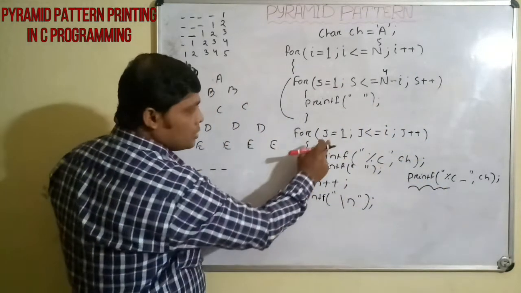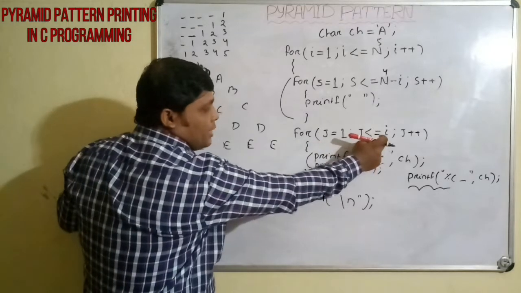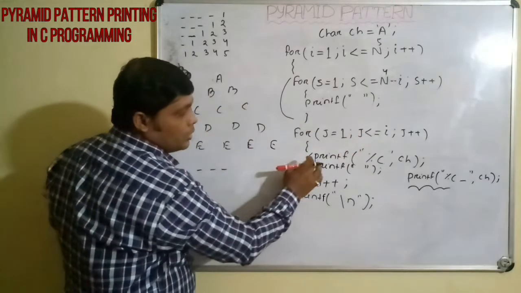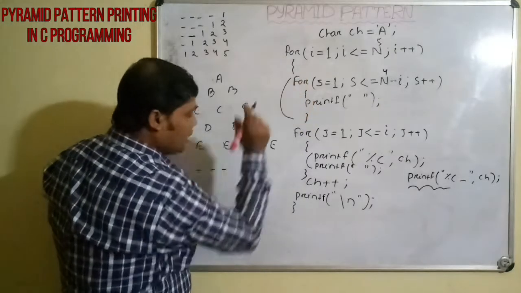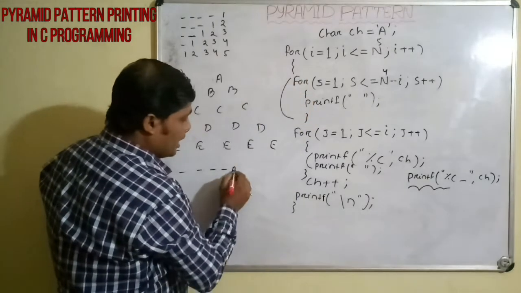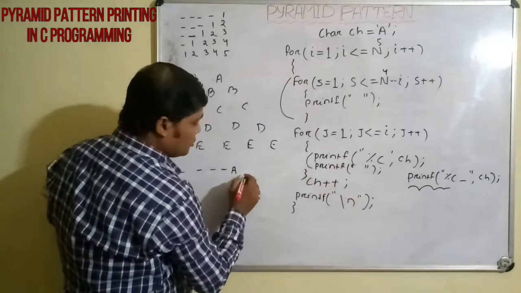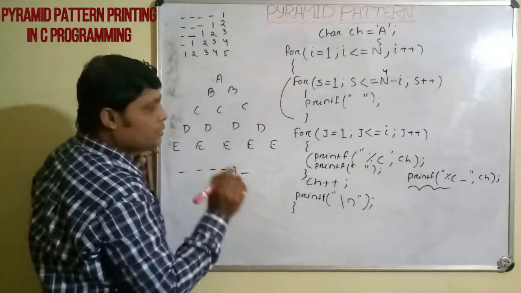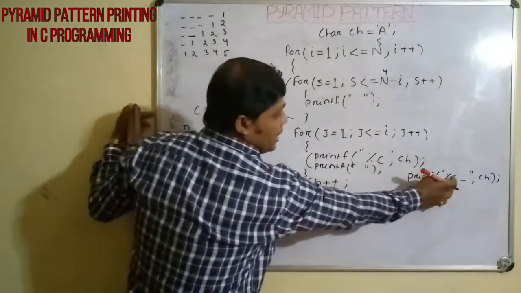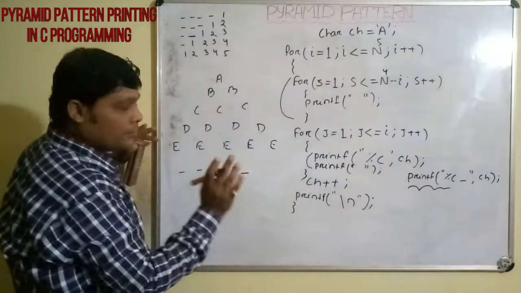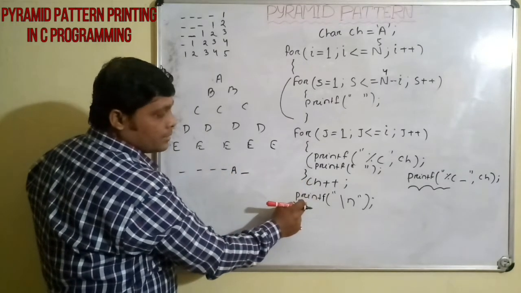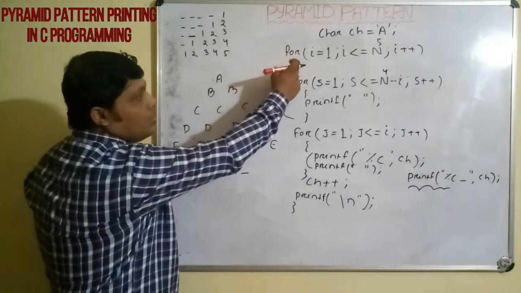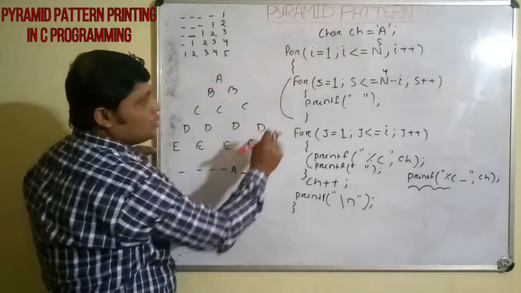Clear? So j equal to 1, j less than equal to I, 1. So it will print what? Percentile c, ch. So ch value first time is A, so it will print A. After this, printf space, so it will give one space. Clear? Otherwise, printf A space. Clear? Then ch value will be B. Then printf backslash n. I value will be modified to 2.